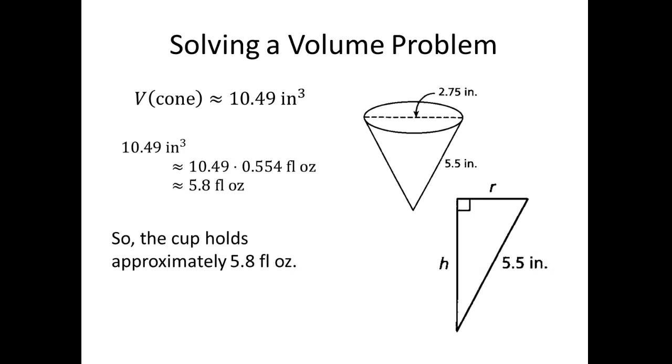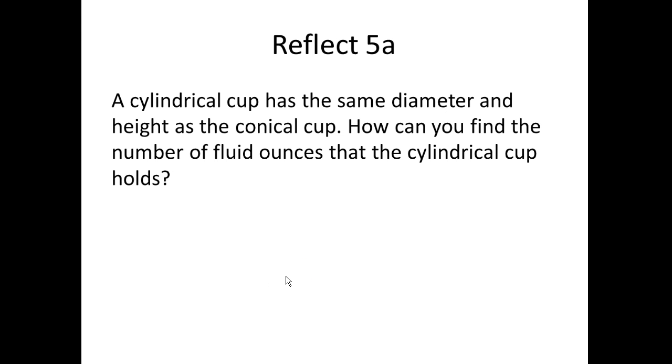Now the volume of the cone is 10.49 inches cubed, but they wanted the volume in fluid ounces. So to convert it to ounces, I need to multiply 10.49 inches cubed by the number of fluid ounces per cubic inch, which is 0.554 fluid ounces. So multiplying, I get 5.8 fluid ounces. So the cup approximately holds 5.8 fluid ounces.